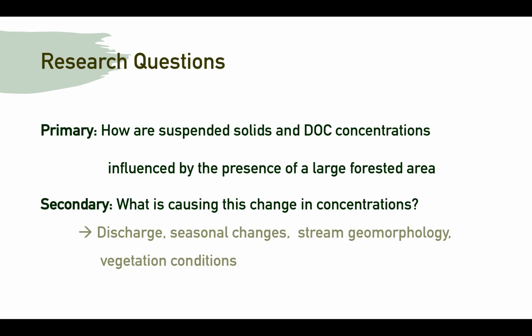My project is broken up into two main research questions. First, how are suspended solids and DOC concentrations affected by the presence of such a large vegetated area? That leads to my second research question. What is causing this change? Here I look at discharge, seasonal changes, stream morphology, and vegetation conditions as independent variables.